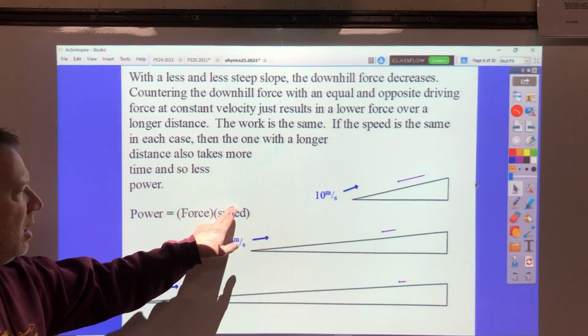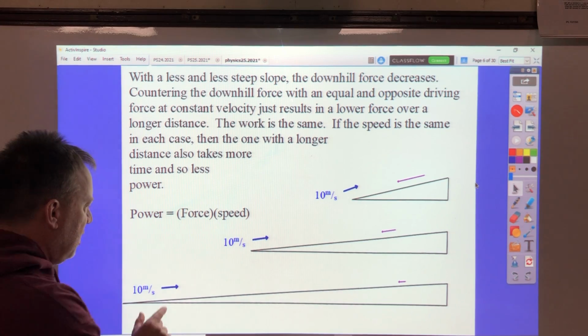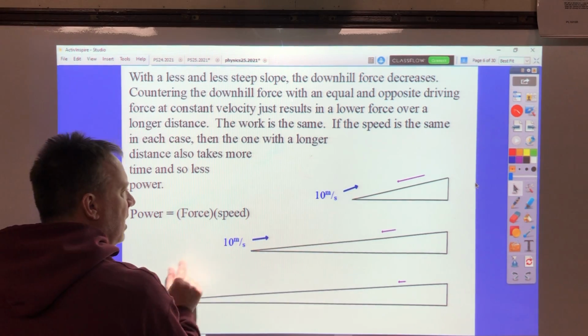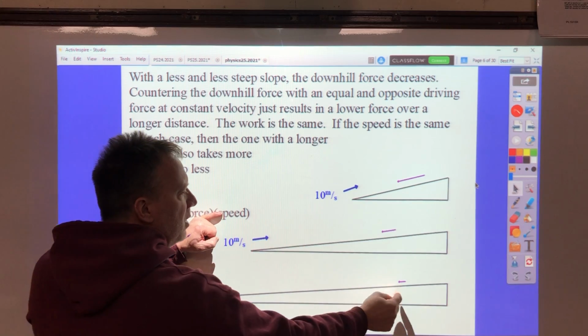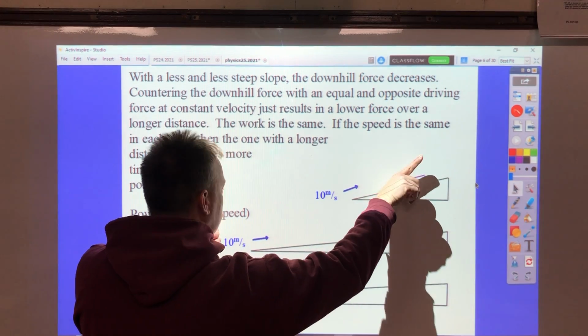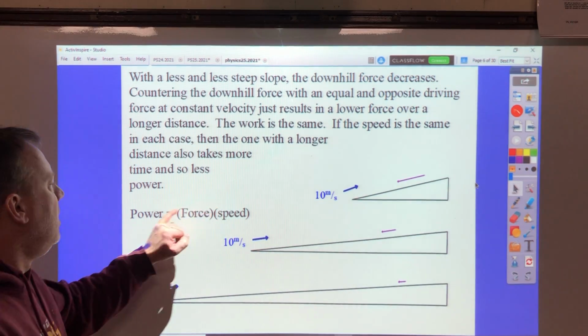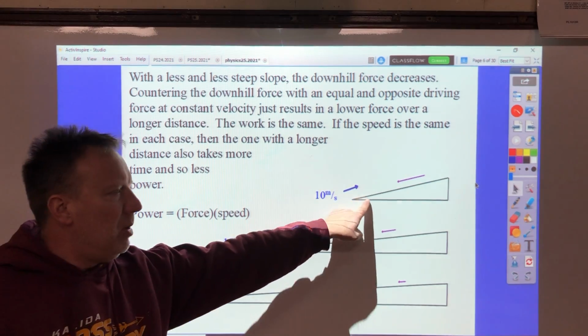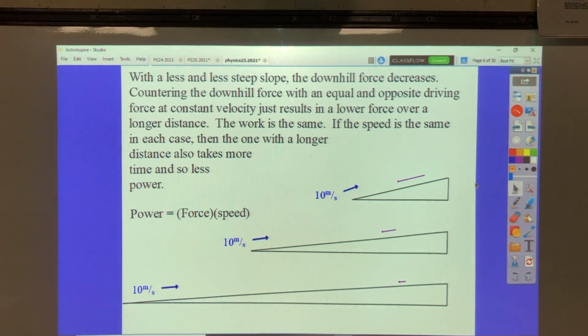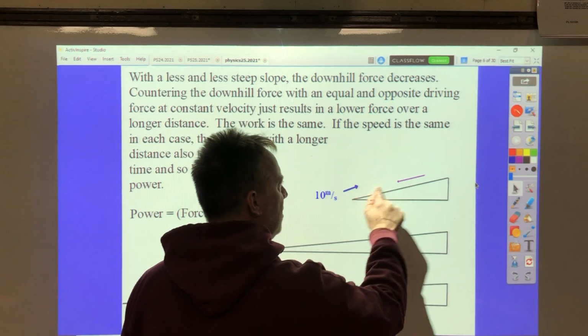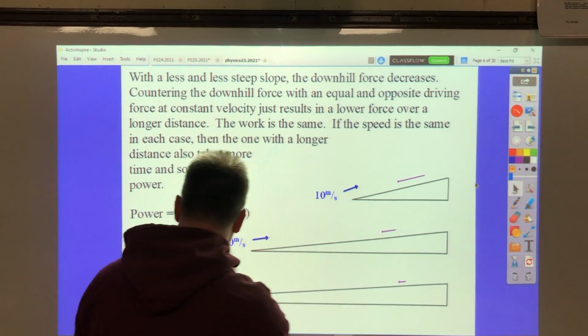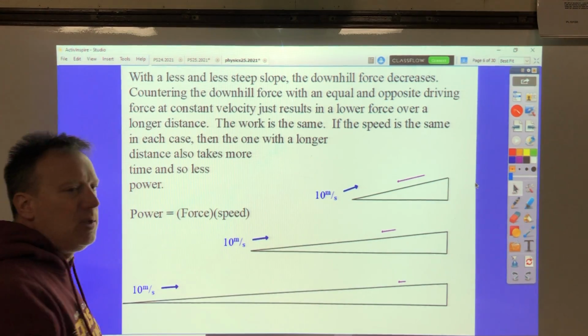Here you have your force times your speed is your power. If my speed stays the same, and my force gets bigger to counteract the downhill, then more power is going to be required to go this one, which will take less time, because if you're going 10 meters per second, this takes less time than this, takes less time than this, if they're all 10 meters per second.